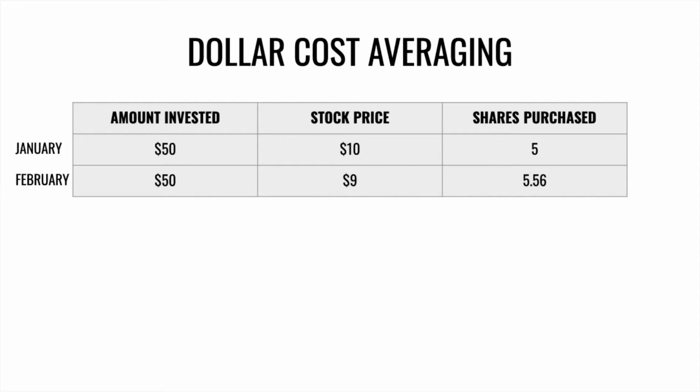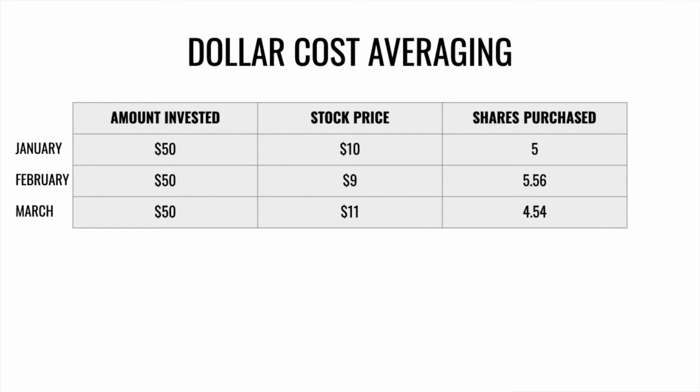Now in February, I'm also going to invest another $50. But stock XYZ's price has fallen to $9. I still do the same process though. $50 divided by $9 is about 5.56. So I'm going to purchase 5.56 shares of XYZ in February. Now in March, I'm still going to invest $50, but XYZ's price has gone up to $11. $50 divided by 11 is 4.54. So I'm going to buy 4.54 shares of XYZ in March.